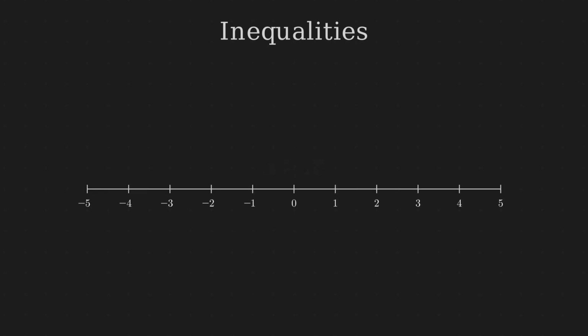Since an inequality represents many numbers, we draw it on a number line to see the full range of values. There are two rules for the starting point. The first is an open circle, which is used for the less than and greater than symbols. It means the starting number is not included in the solution. For example, if x is less than 2, we draw an open circle at 2 because x can get very close to 2, but it cannot be exactly 2.